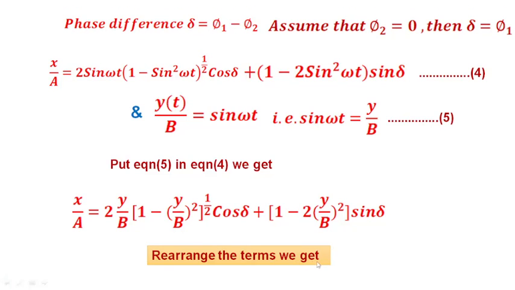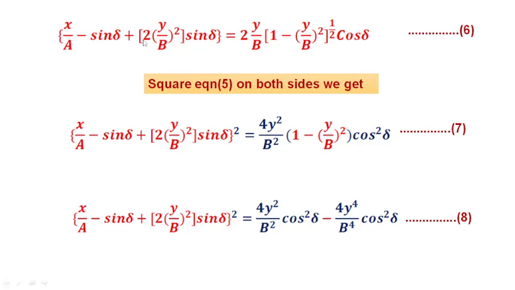So rearranging the terms, we get x/a − sin δ + 2(y/b)² sin δ = 2(y/b)[1 − (y/b)²]^(1/2) cos δ. Square on both sides, we get [x/a − sin δ + 2(y/b)² sin δ]² = 4y²/b² [1 − (y/b)²] cos² δ, which is equal to 4y²/b² cos² δ − 4y⁴/b⁴ cos² δ.